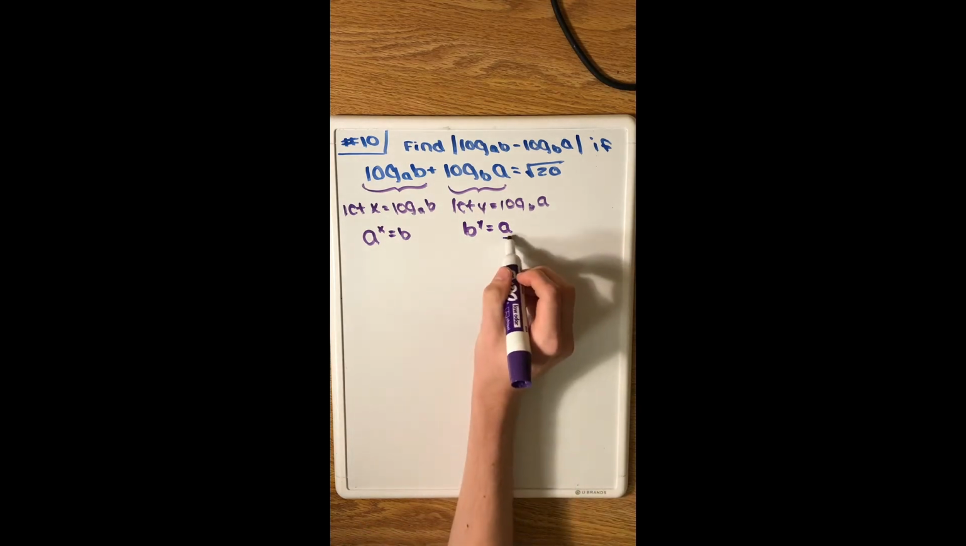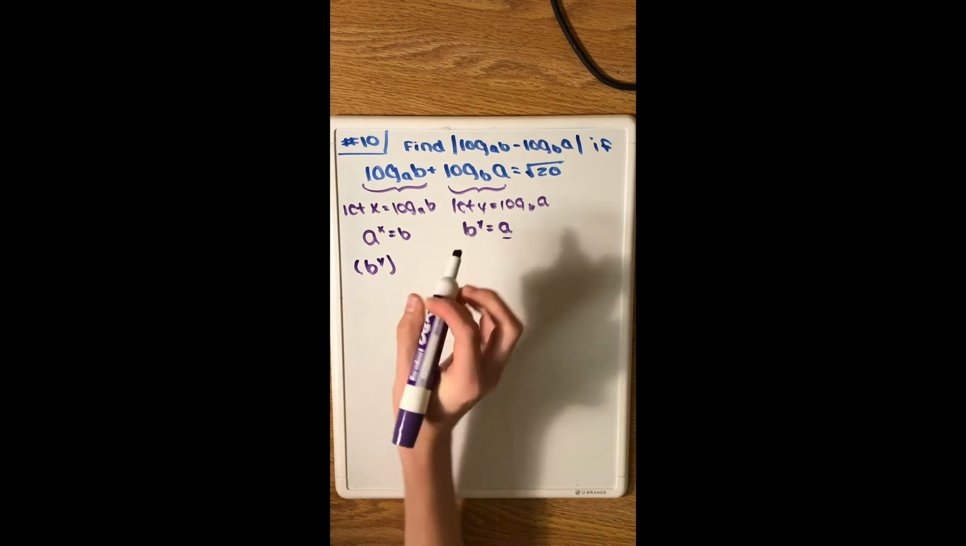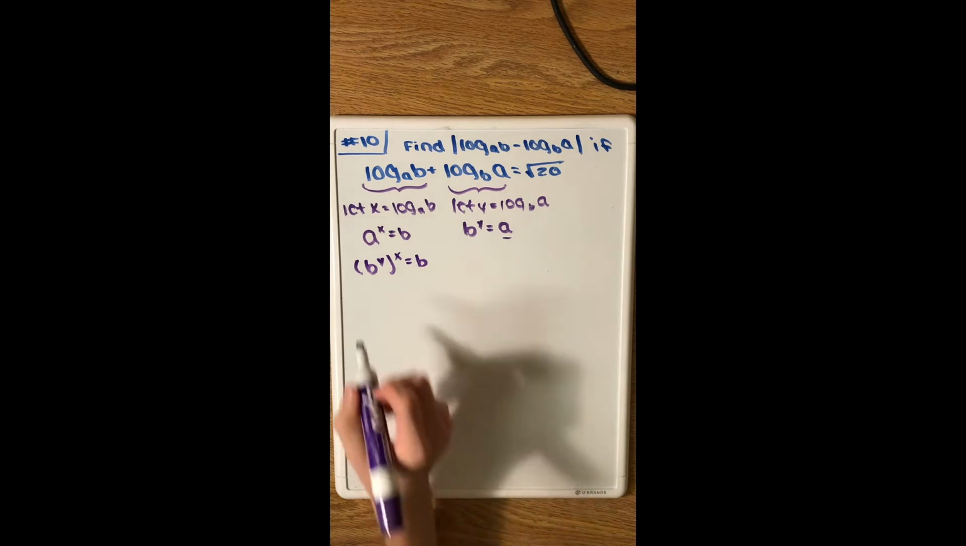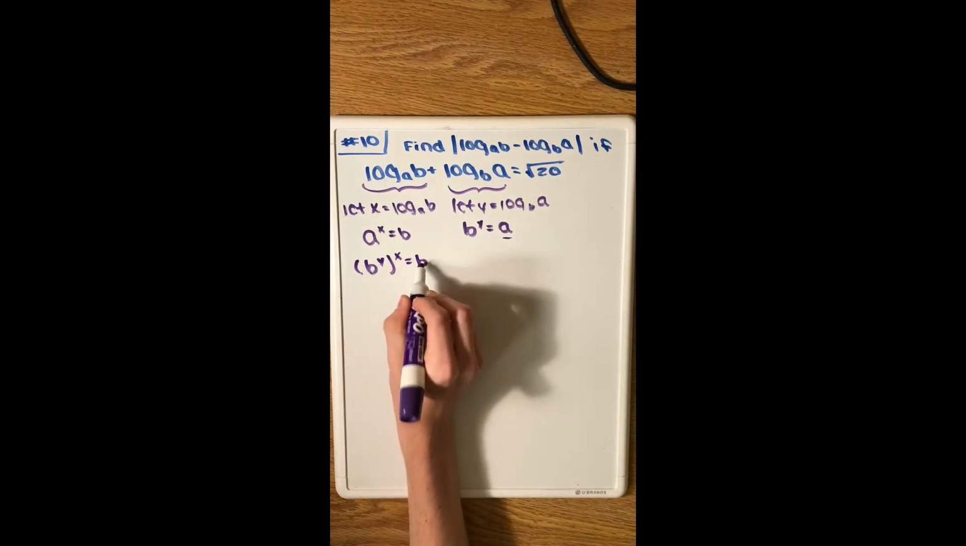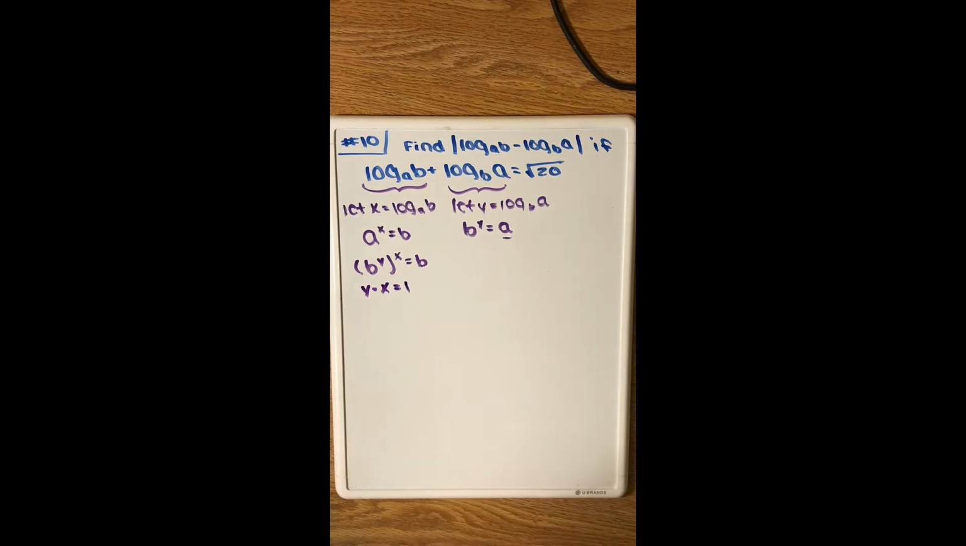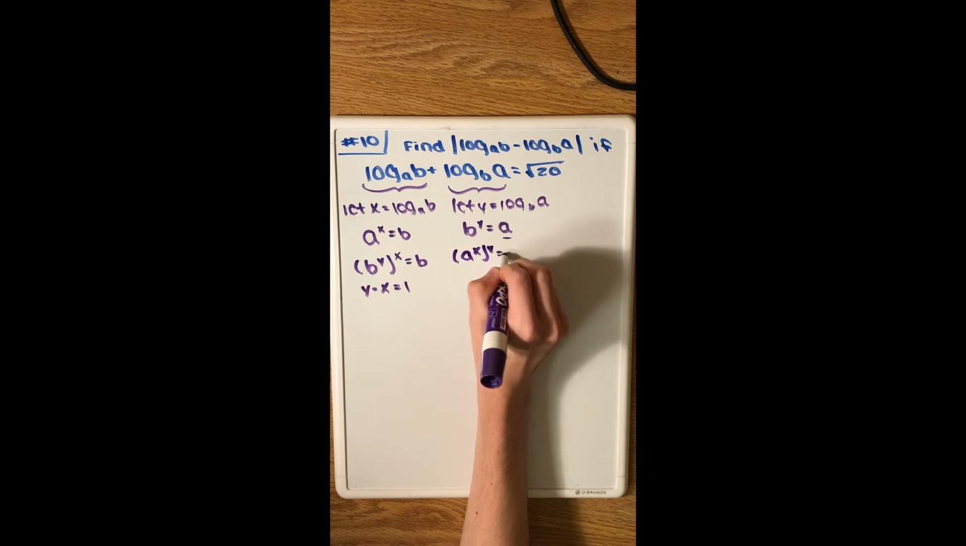So if you take the value of a and you plug it in over here, you get b to the y raised to x is equal to b. This tells us that because b is equal to b, that y times x must be equal to 1, because b raised to the first is equal to b. And the same thing can be done over here, and you get a to the x raised to the y is equal to a. So we know that x times y is equal to 1.